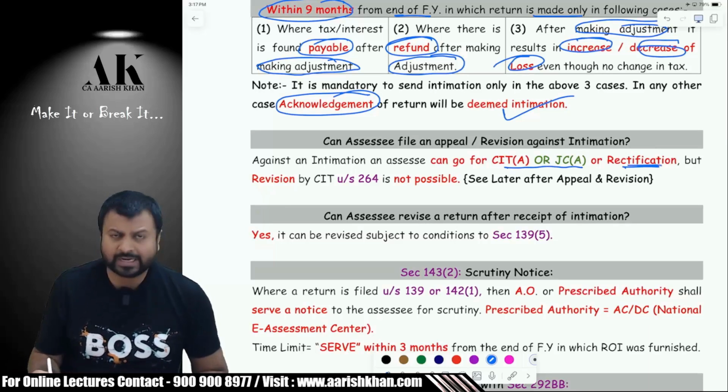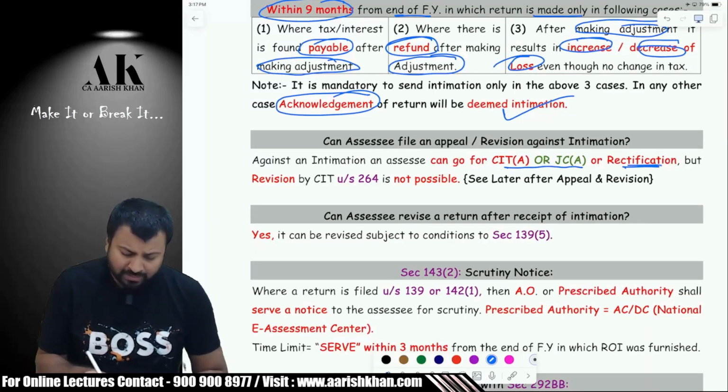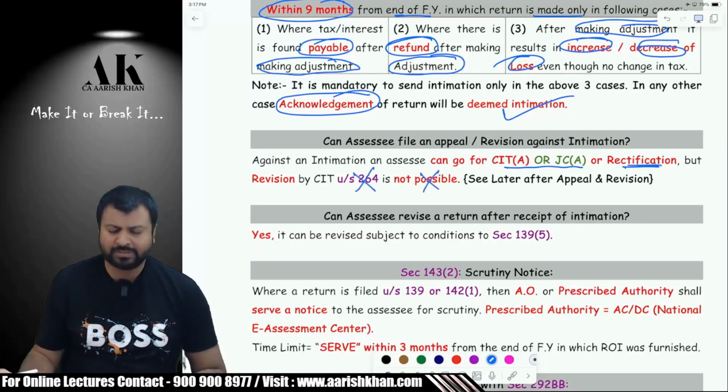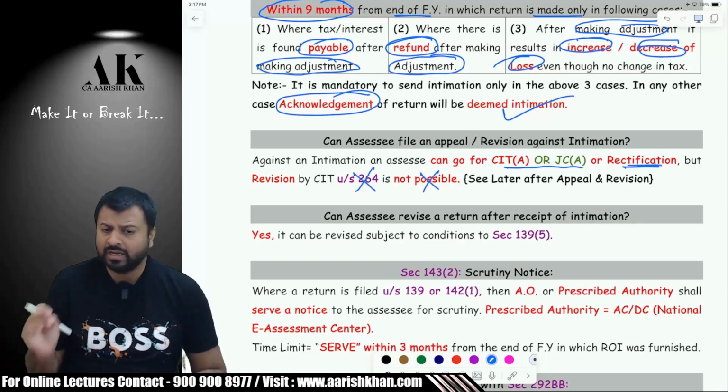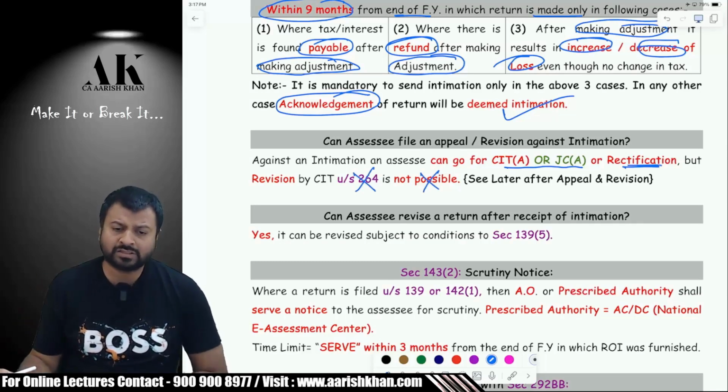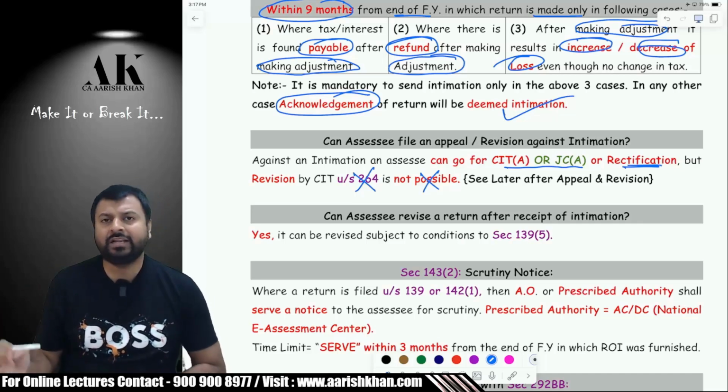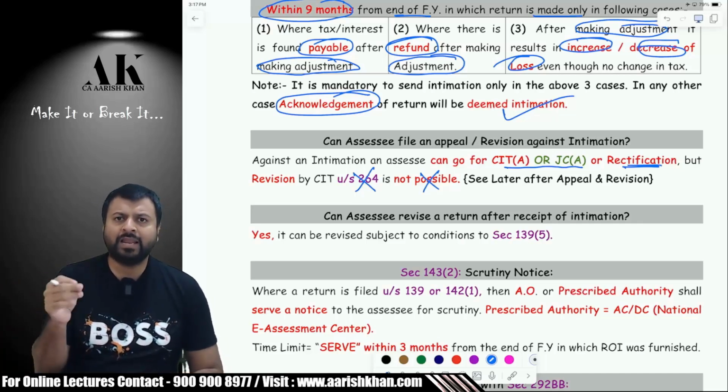You can also go for a rectification under section 154, but revision under 264 is not possible. 264 revision is not possible against what? Against an intimation. So against an intimation you can appeal or you can go for rectification. I hope it is clear to all of you.